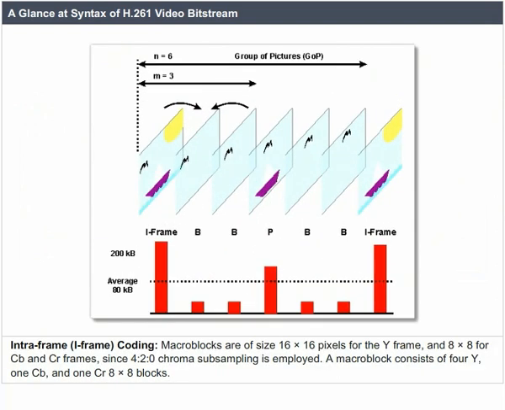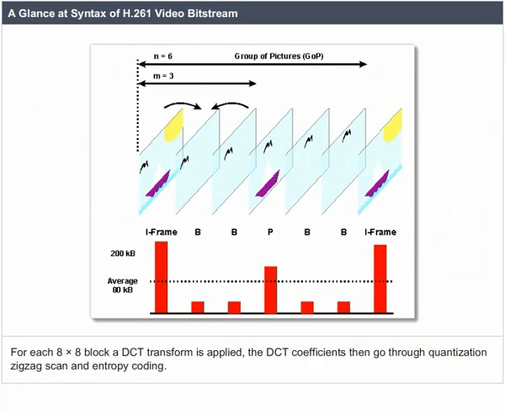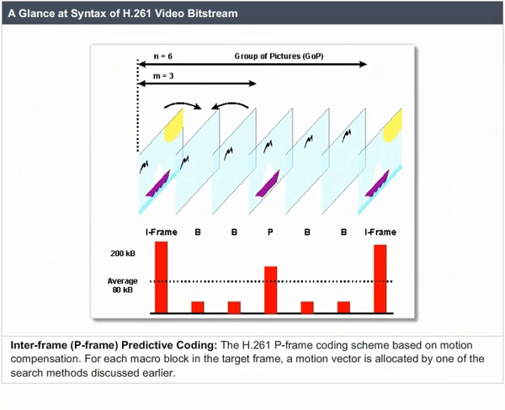Intraframe, I-frame coding. Macro blocks are of size 16 by 16 pixels for the Y frame, and 8 by 8 for CB and CR frames, since 4:2:0 chroma subsampling is employed. A macro block consists of 4 Y, 1 CB, and 1 CR 8 by 8 blocks. For each 8 by 8 block, a DCT transform is applied. The DCT coefficients then go through quantization, zigzag scan, and entropy coding.